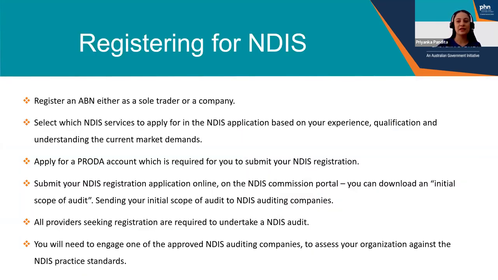And then we start with registering for NDIS. To register for NDIS, any sole trader or company needs an ABN, that is the Australian Business Number. And then you'll have to select the services that you want to provide. These services depend on your experience, your qualifications, and understanding the current market demands.